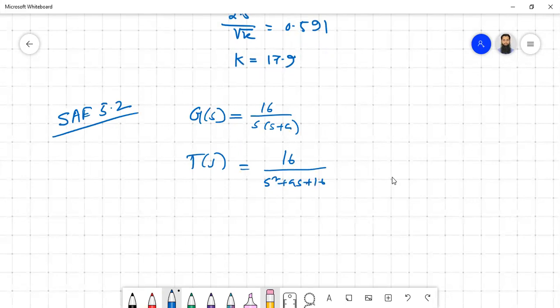Now what they are asking is what should be the value of A to yield a closed loop system response that has 5% overshoot. So for 5% overshoot, what should be the value of A? This is your task for this particular example.